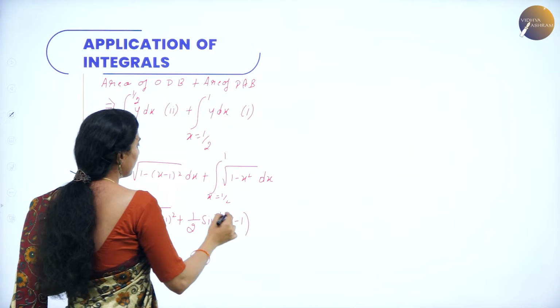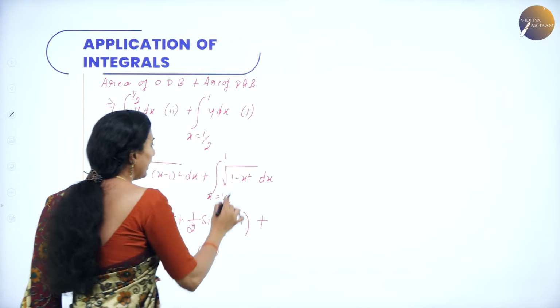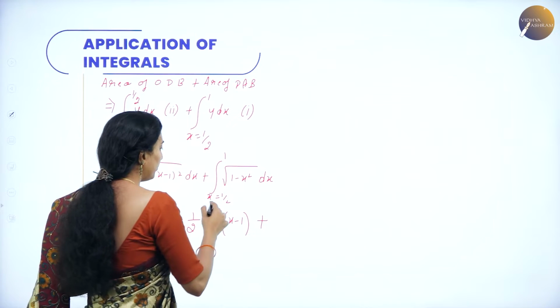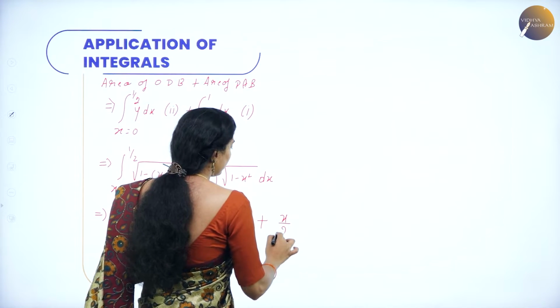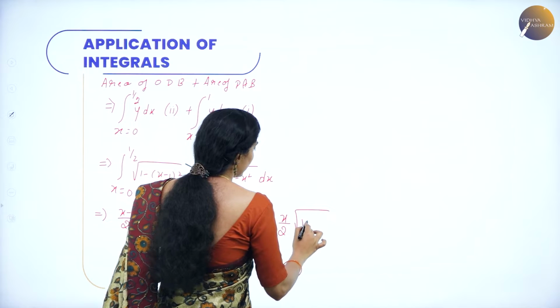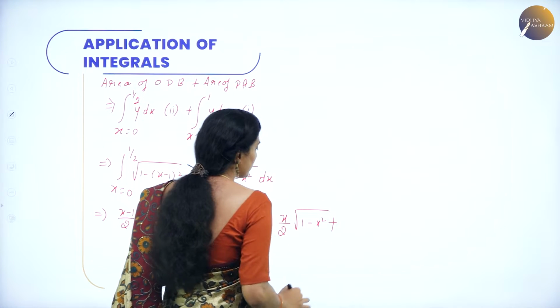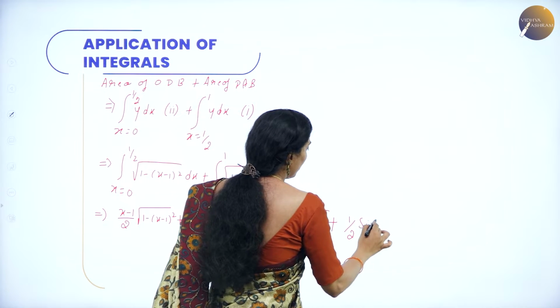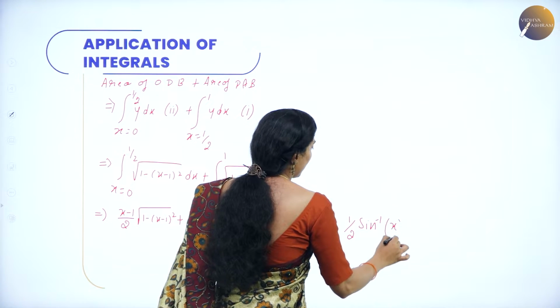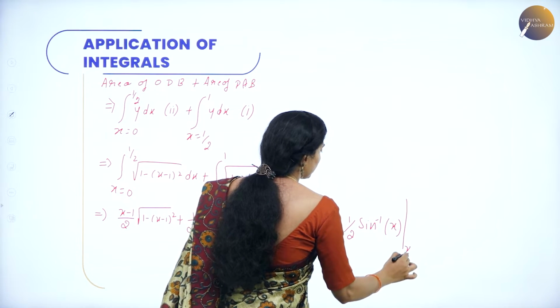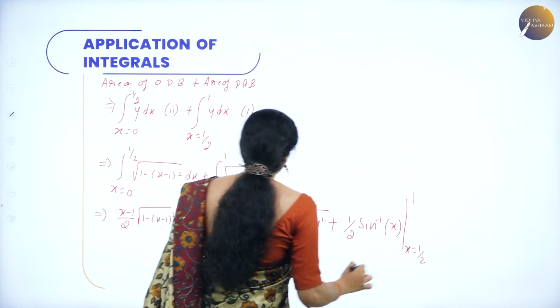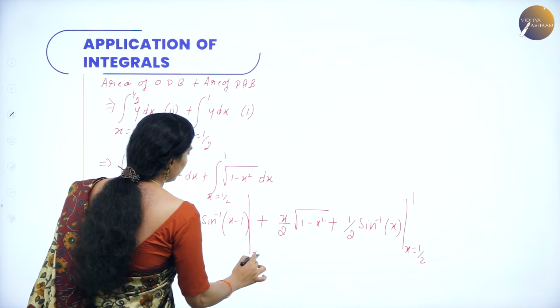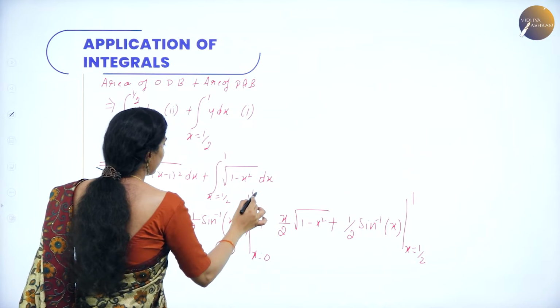Now this is also the same formula you can have, a squared minus x squared, which implies x by 2 into under the root of a squared minus x squared, plus a squared by 2, which is 1 divided by 2, sine inverse of x by 1, which is x. So from the limit, what? X will be varying from half to 1, but in this limit, x will be varying from 0 to half.